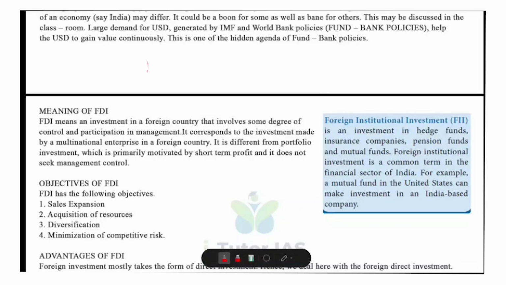So what is the difference between FDI and foreign investment? Foreign institutional investors, do you know what is meant by foreign institutional investors? FII invest in financial assets, like stocks and bonds in other countries, without taking part in management. For example, an American mutual fund buying shares of Indian companies. But FDI involves real investment in industries, factories or infrastructure, and investors usually have control or an active role in business operations.